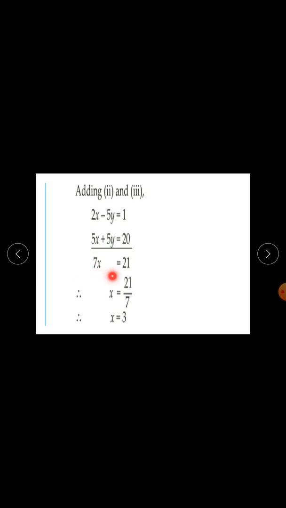So 7x equal to 21. Therefore x equal to 21 upon 7. Therefore x equal to 3.